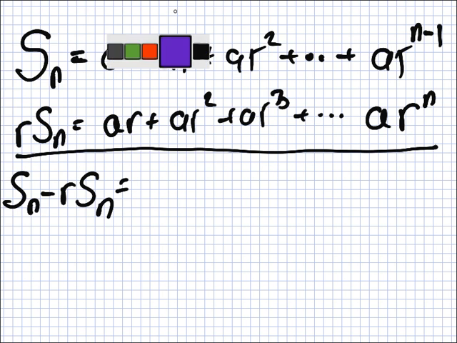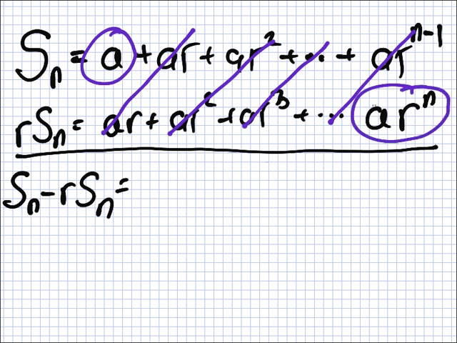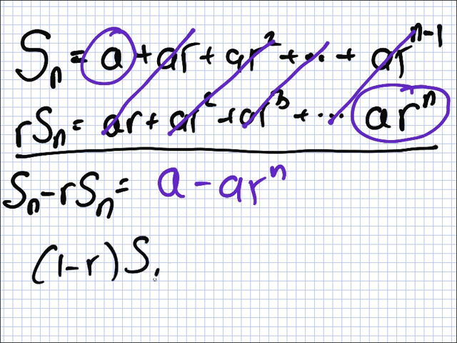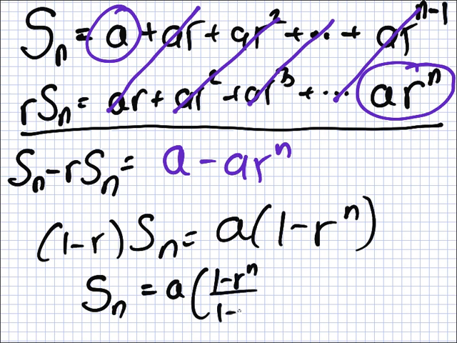You see what happens is this and this cancel, this and this cancel. The next one will cancel with this one, and this will cancel with the one before it. There's only 2 left. What are left? The a here and the ar power n here. So this is a minus ar power n. On the left, what can I factor out? Sn. And on the right? a. So what do I do now to finish this? Divide. Sn equals a(1 minus r power n) over 1 minus r.